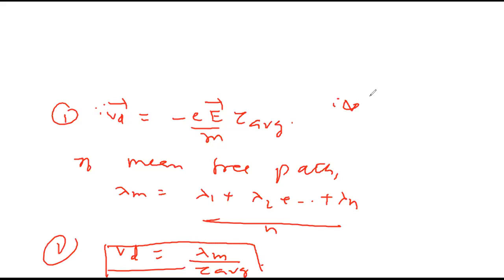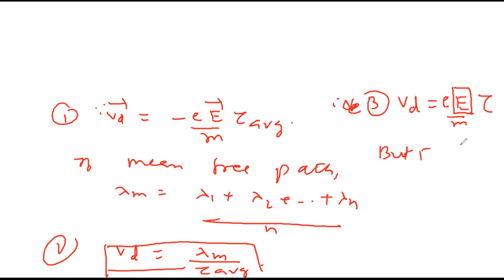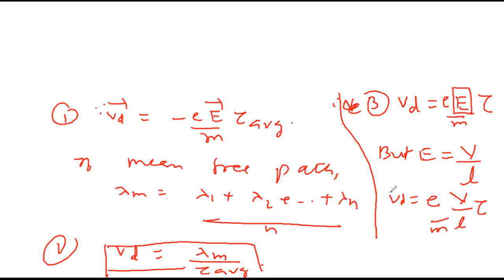Third, in magnitude, drift velocity is eE upon m into tau. What is the relation between E and voltage? Any of you remember? E is V by d, where d is nothing but the length of the conductor. So drift velocity I can write as e, capital E is V by L, upon m into tau. So this is another formula: eV upon m L tau. If you remember one, you can create all. Drift velocity in vector form is minus eE bar upon m tau. In magnitude it is eE upon m into tau. In terms of voltage, eV upon m L tau.